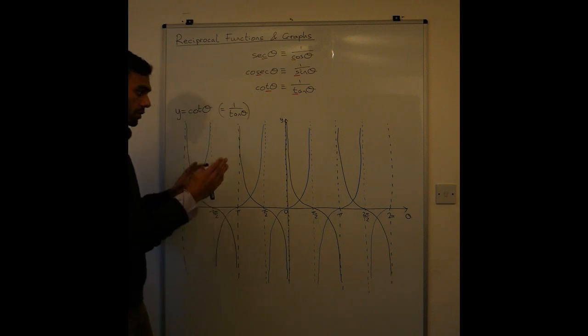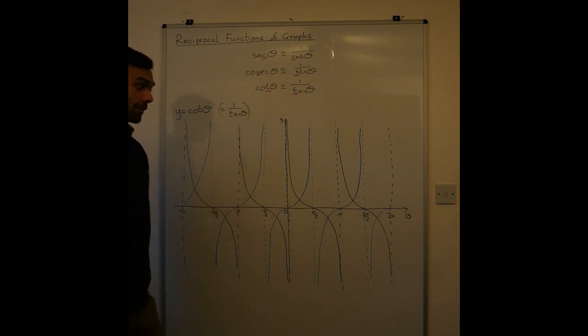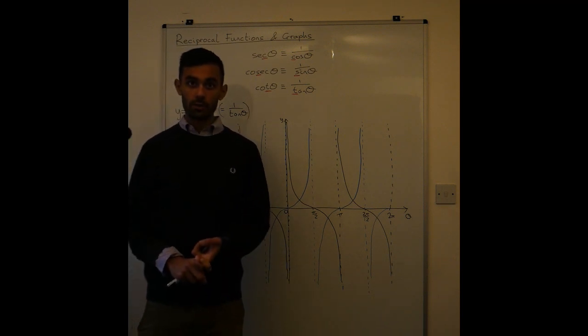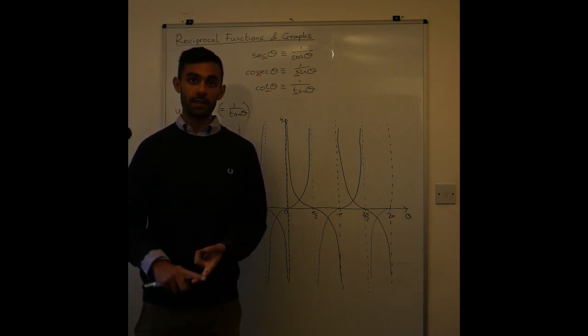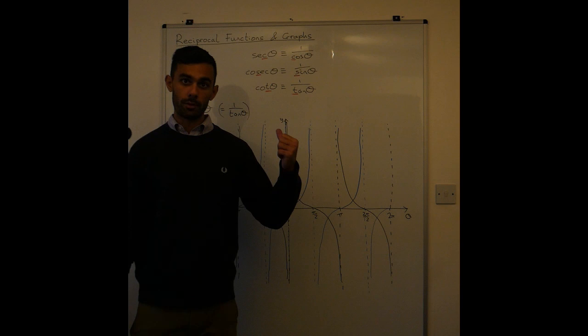The cot curve is drawn in black. I mean, it might be a little bit difficult to pick it out with all those lines on there. In the next couple of videos, we're going to look at how to prove identities and solve equations that have the reciprocal functions in them.